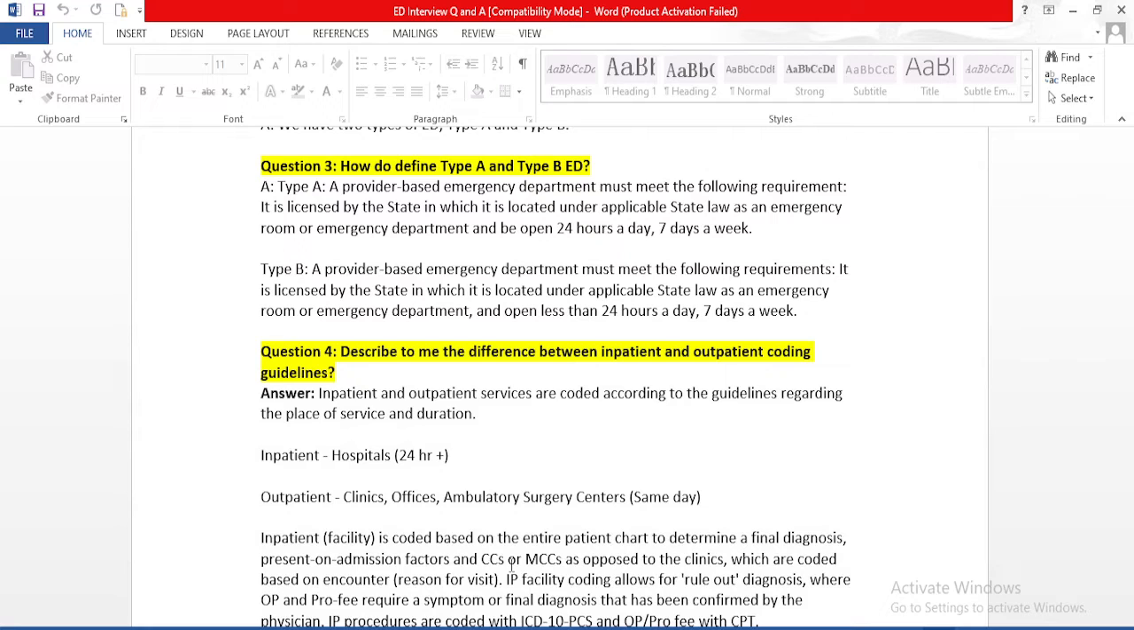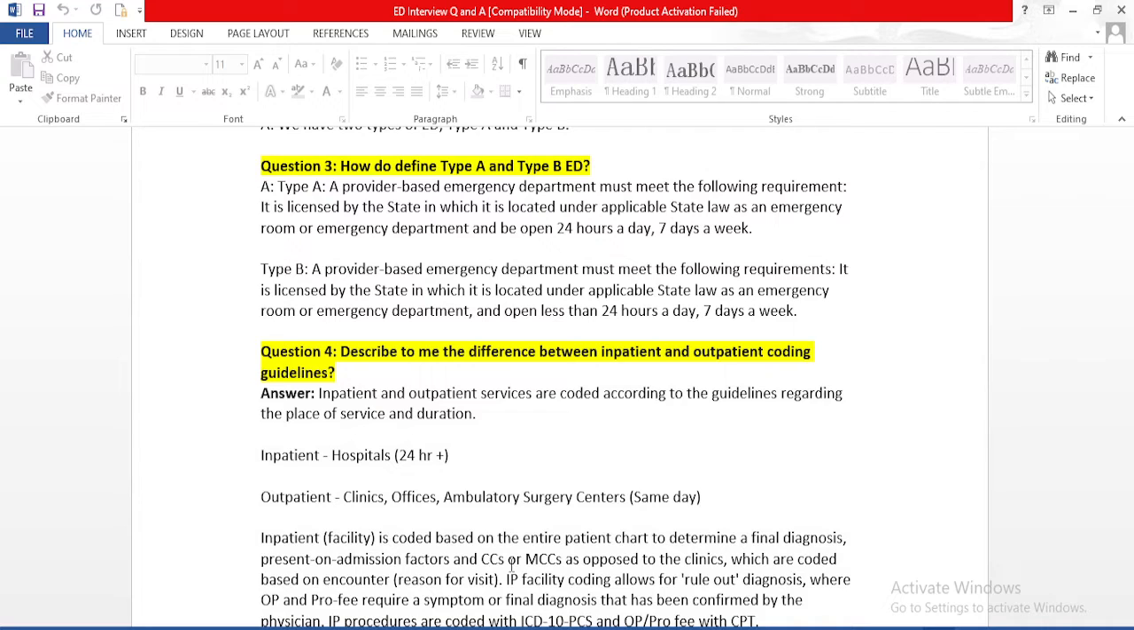Type A means a provider based emergency department must meet the following requirement. Type A emergency department is licensed by the state in which it is located under applicable state law as an emergency room or emergency department and be open 24 hours a day, 7 days a week. So type A is our regular emergency department. These are available 24 hours a day and 7 days a week, which will work under state licensed practice.